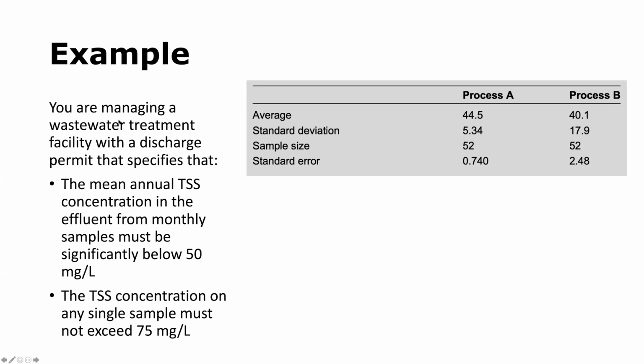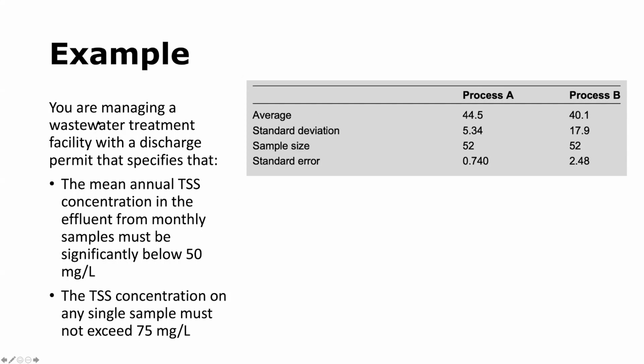So let's suppose that you're managing a wastewater treatment facility and your facility has a discharge permit that specifies the following. It specifies that your mean annual concentration of TSS in the effluent must be below 50 milligrams per liter. And it also specifies that the TSS concentration on any single sample cannot exceed 75 milligrams per liter. So you've got two different thresholds to which you're going to compare the calculated values from your samples. The first one is an average, and the average needs to be below 50. The second one is any single sample, and it needs to be below 75.